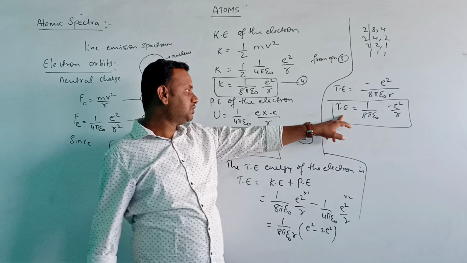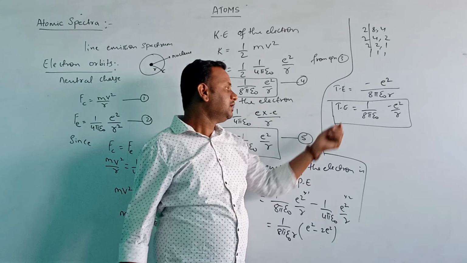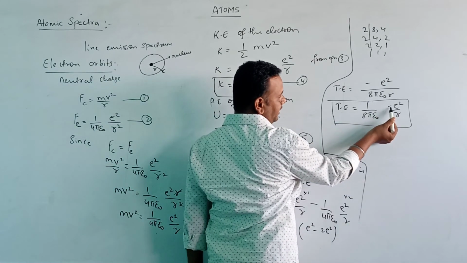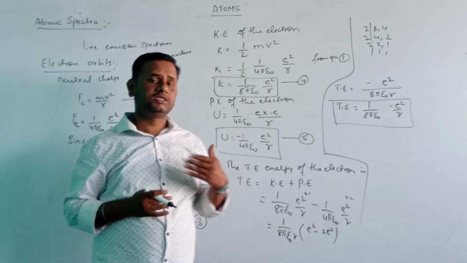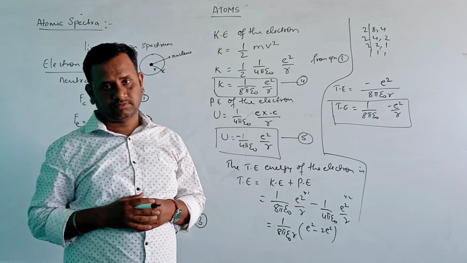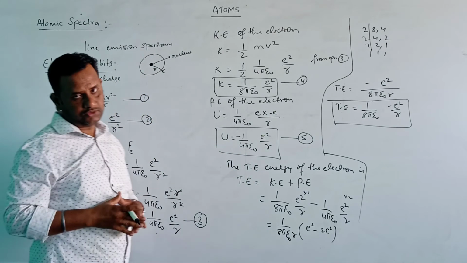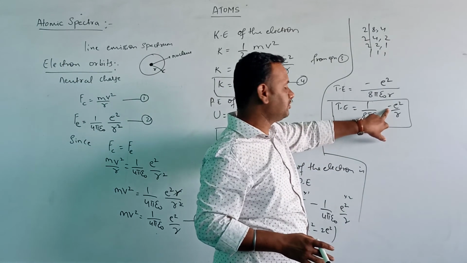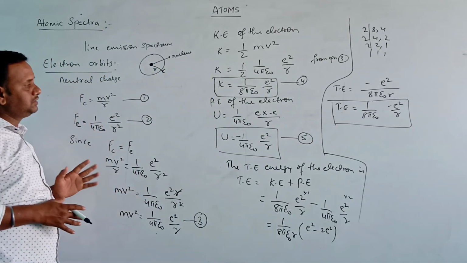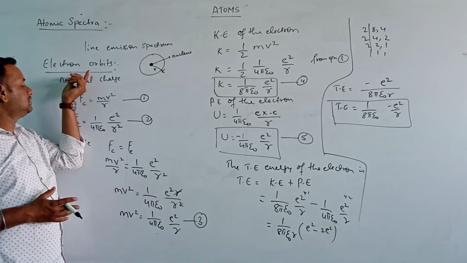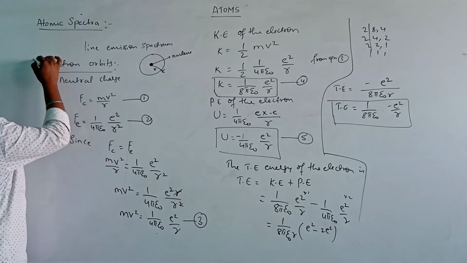So this is the total energy of the electron in a stable orbit. Here we have a negative sign. This implies that the electron is bound to the nucleus. So this negative sign implies that. This is the total energy of the electron in an orbit, which is very important.